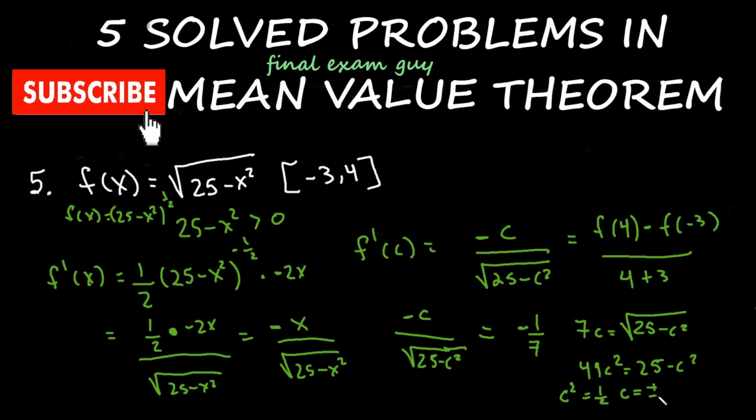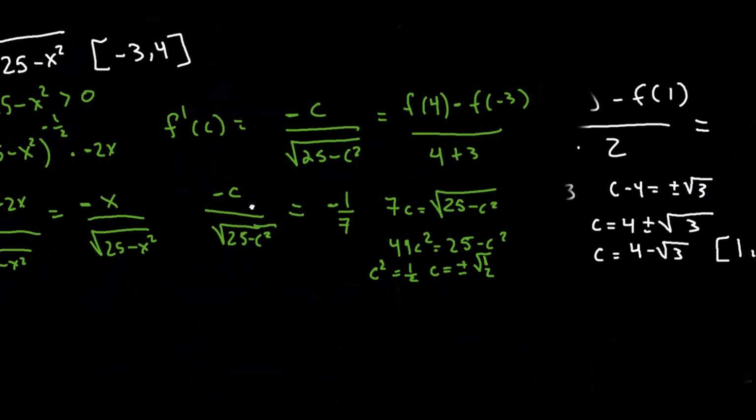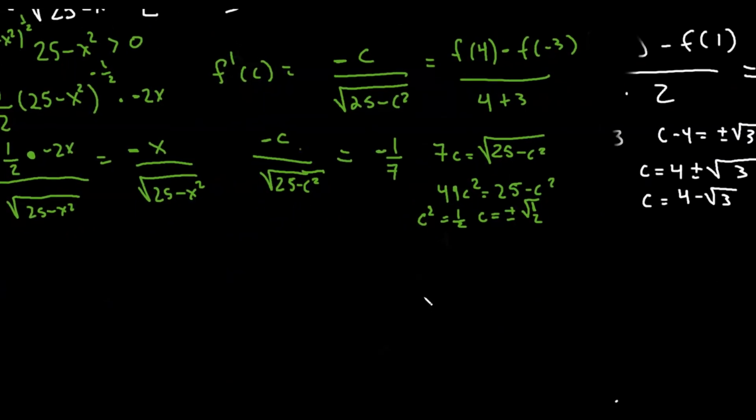c is equal to plus or minus the root of 1/2. Alright, so that means that from the interval, this just means the interval we have is negative 3 to 4, and both of these, whether the root of 1/2 is positive or negative, they both fit in the interval, so we've applied the mean value theorem, everything works out fine.